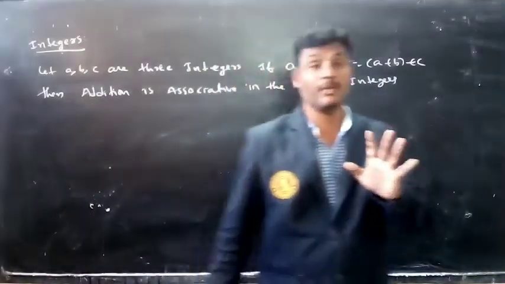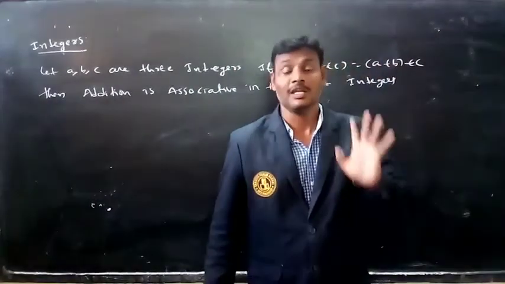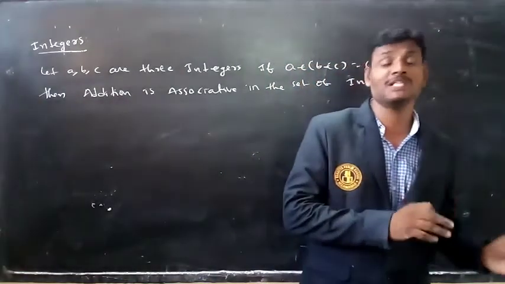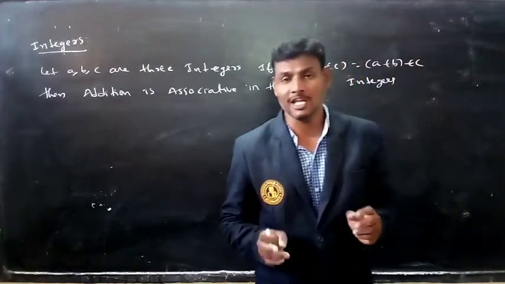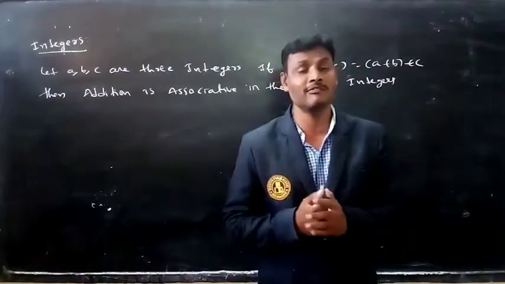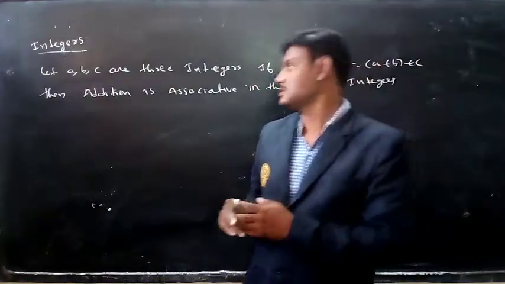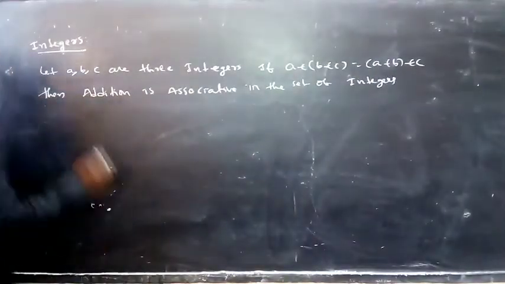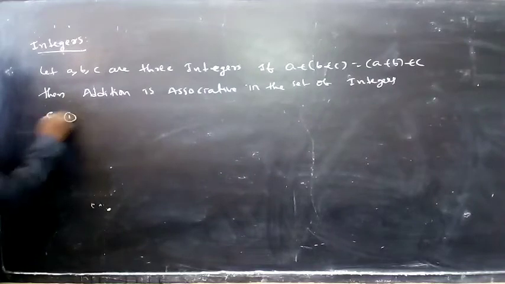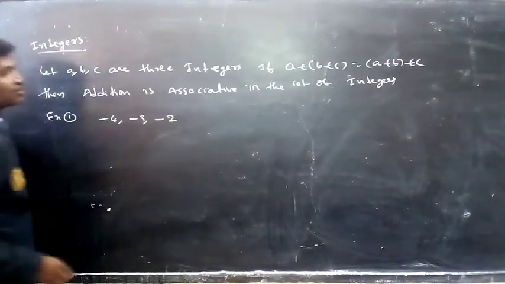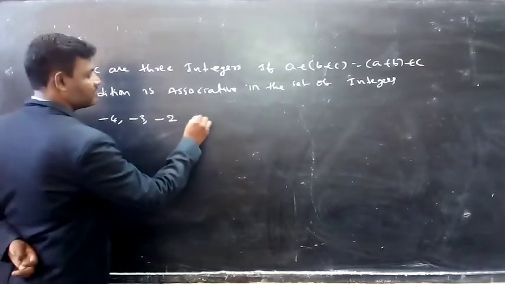Let a, b, c be three integers. If the result of (a plus b) plus c is equal to a plus (b plus c), then we can say addition is associative in the set of integers. Now I am going to take some examples. Example 1. Minus 4, minus 3, minus 2 are three integers.